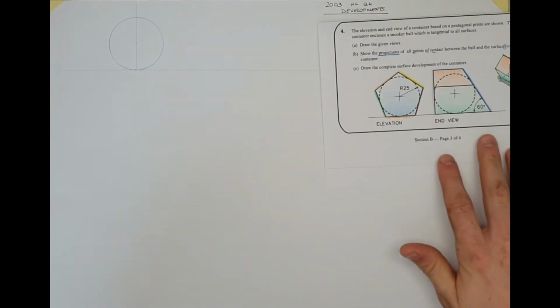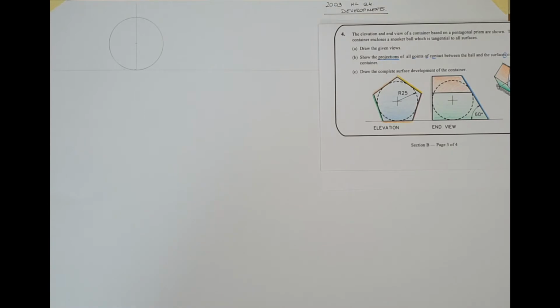So there we go. So there's the elevation drawn. I'm now going to move on to the end view, but first I'd like to get the elevation finished. What I know, if I look back at this question again, is that I have a pentagon circumscribing a circle. Or if I put it the other way, the circle is inscribing the pentagon. We have to go back to our basic understanding here of tangents and normals.